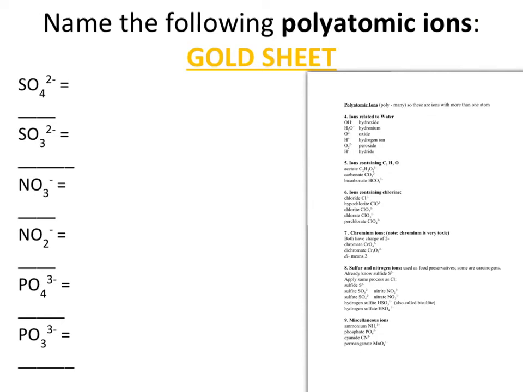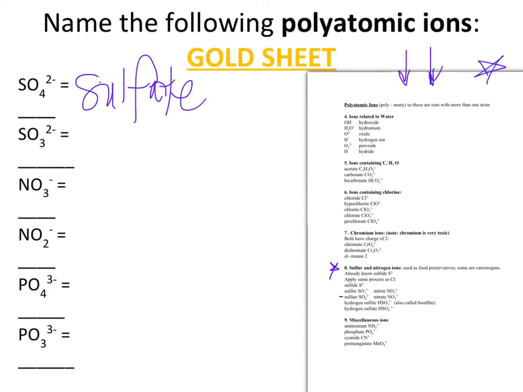So here's our gold sheet, and here are some ions. Okay, so the clue for this is that you've got the sulfur in the first one. And so we'll go down here where we have our sulfur ions, SO4 2 minus. Okay, so that's sulfate. You will always be able to use your gold sheet. So you just need to learn how to read it and how to apply the information. Next one, SO3 2 minus, sulfite.